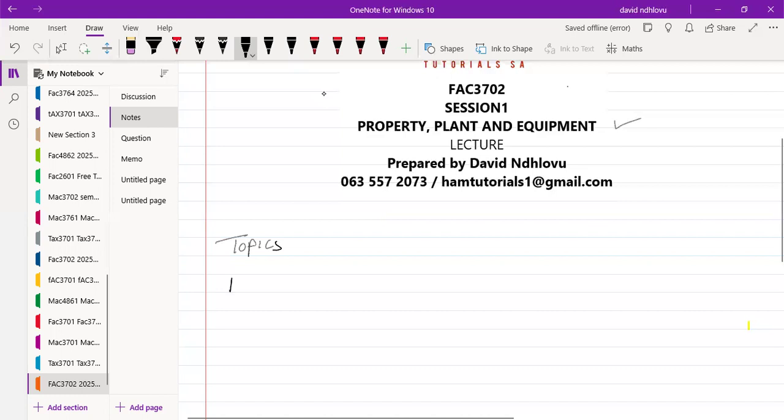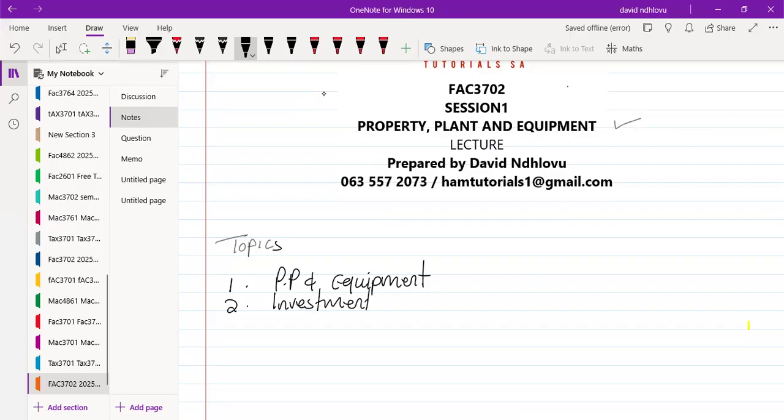Right, of course, number one, we've got property, plant, and equipment. Very important. Remember, we've said anything from 25 to 30 marks. Then we've got investment property. All the topics are important here, but investment property usually doesn't carry as many marks as property, plant, and equipment. It's not guaranteed that it will be there all the time, but all the topics are important.